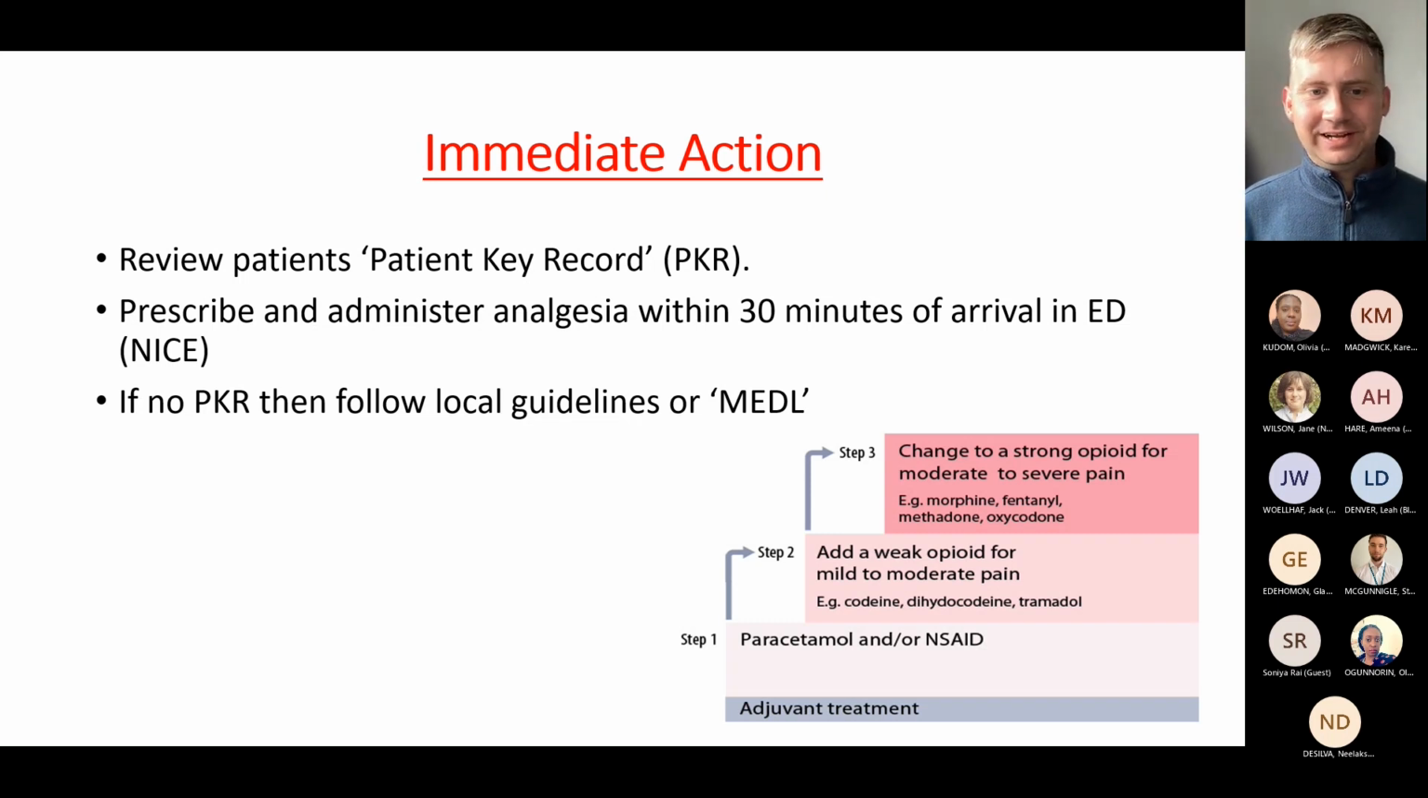So step 3 is severe pain. Morphine, fentanyl, methadone: we don't really use fentanyl or methadone in sickle cell disease anymore. We used to, but not anymore. Or we can use oxycodone.